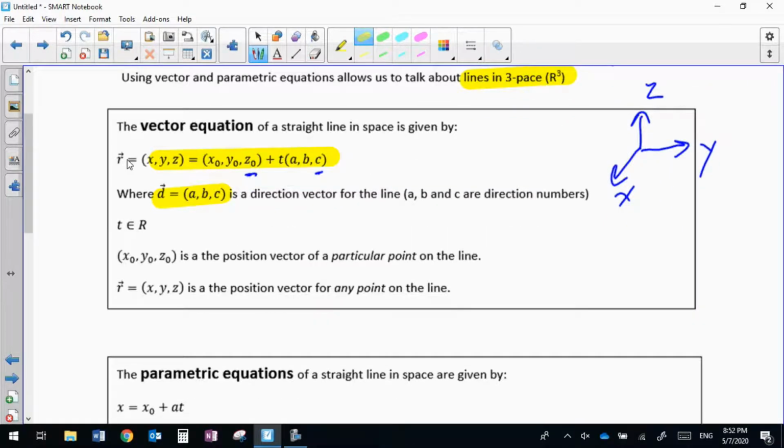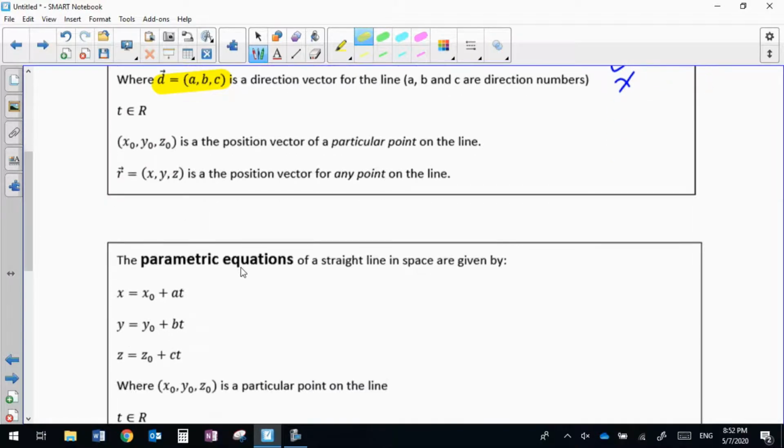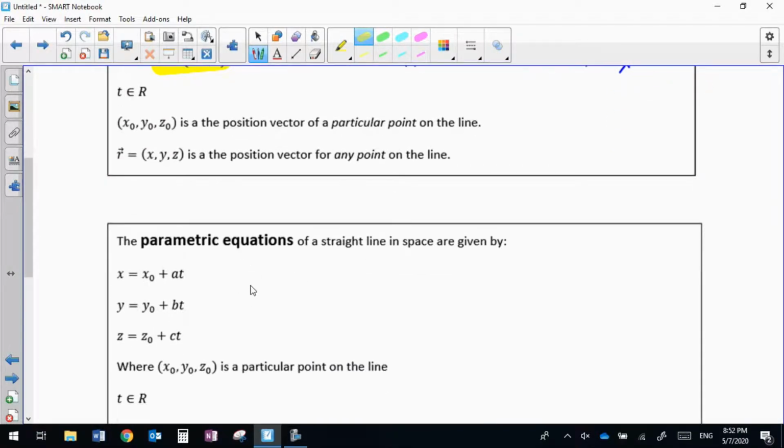Well, if we can do vector equations in 3D, we can do parametric equations in 3D as well. We just have 3 parametric equations, and there they are.